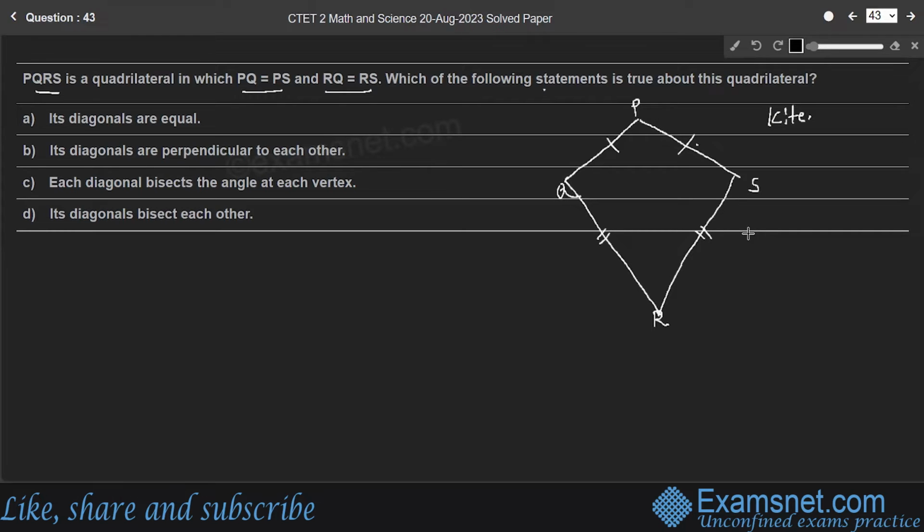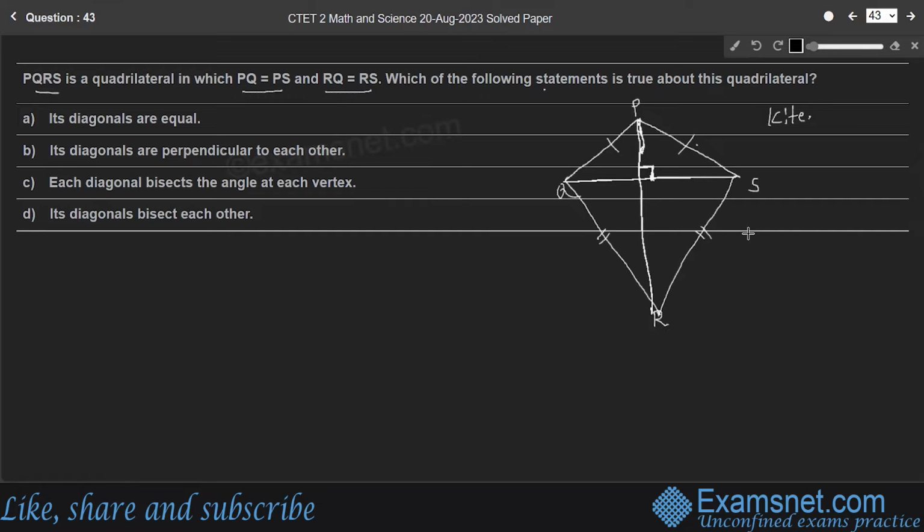So in a kite, diagonals are perpendicular to each other. Here we'll consider diagonal PR. PR is a diagonal which is perpendicular to QS. So diagonals are perpendicular to each other. Here diagonals do not bisect each other.